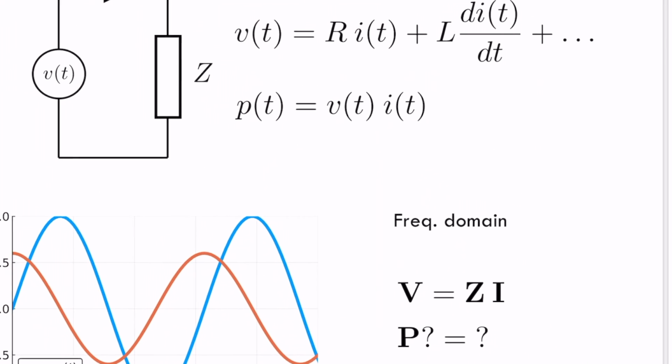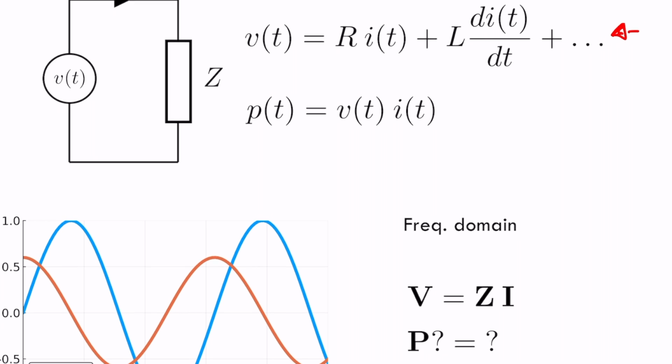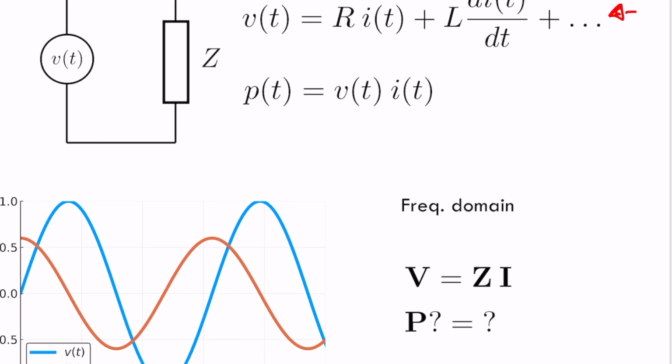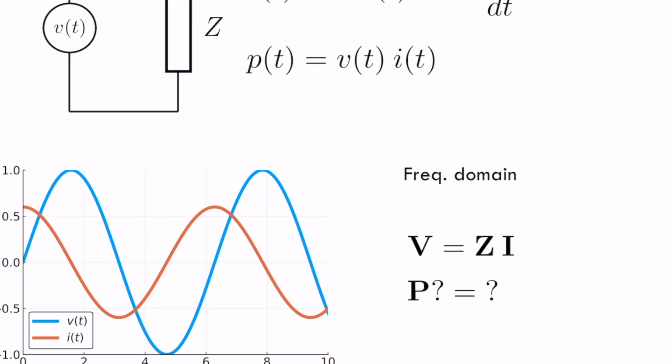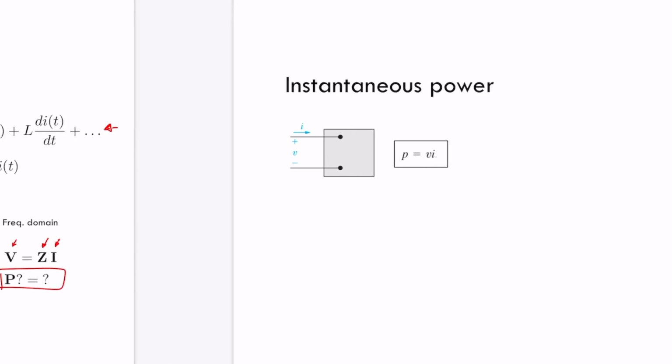So we have seen that this function of the voltage over time can actually be represented in a very simple way that looks like Ohm's law. The same holds for the power, how it looks. So this is what we are going to see in the next part.